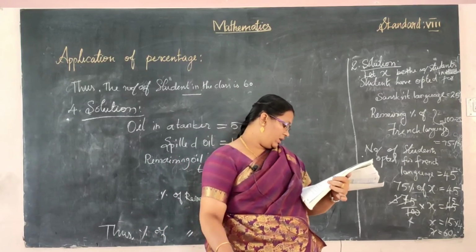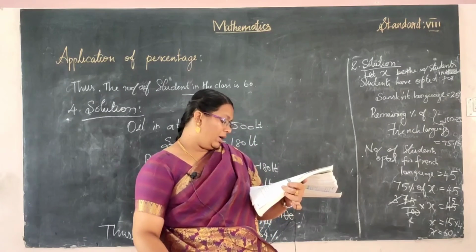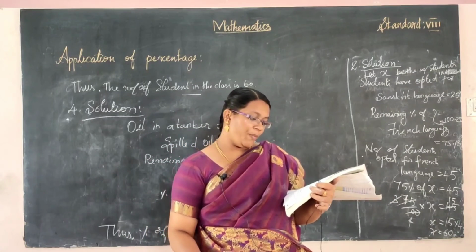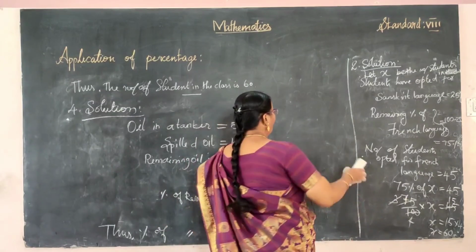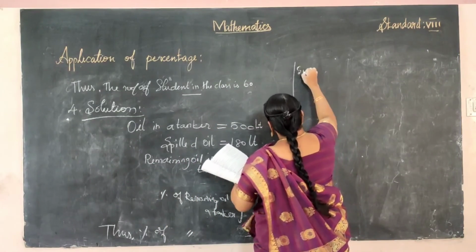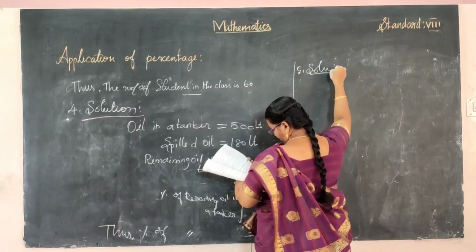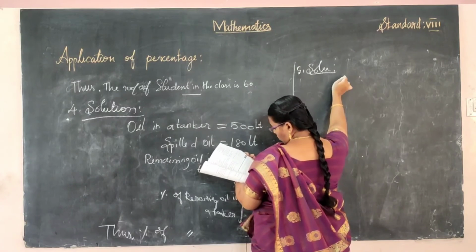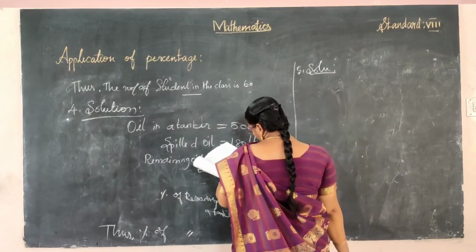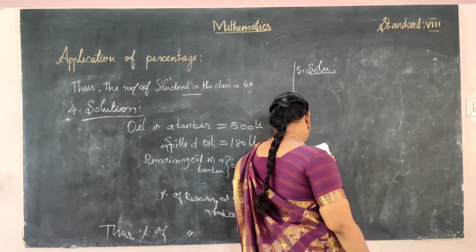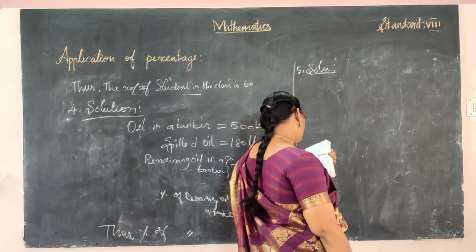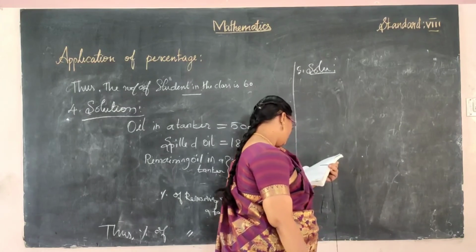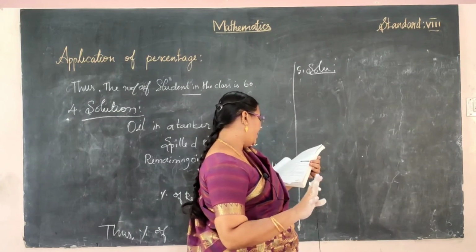Right. And fifth one: in an alloy of copper and tin, copper is 6 parts and tin is 4 parts. Find the percentage of copper in the alloy. You have to find out the percentage of copper only. Copper is 6 parts and tin is 4 parts.